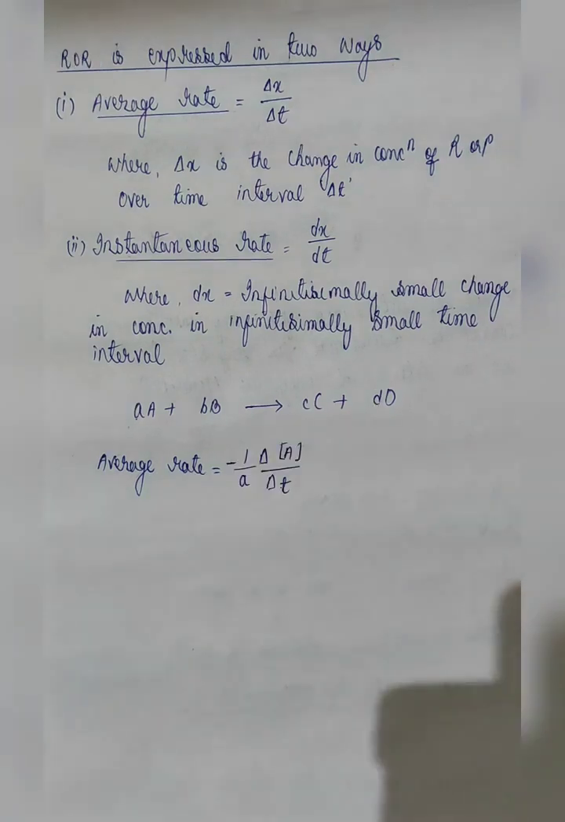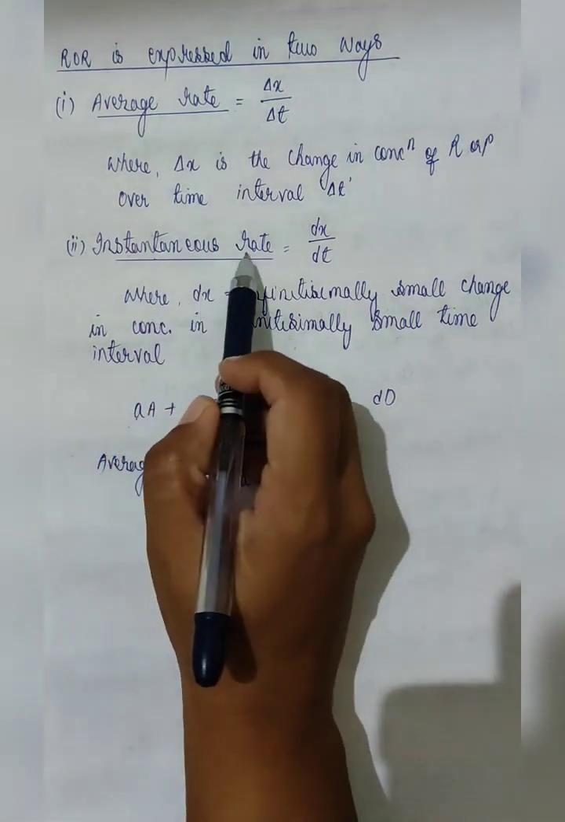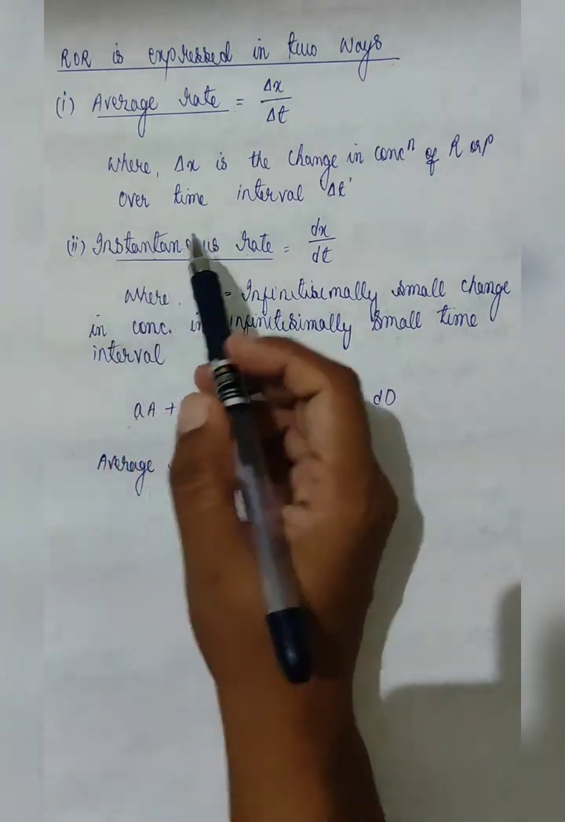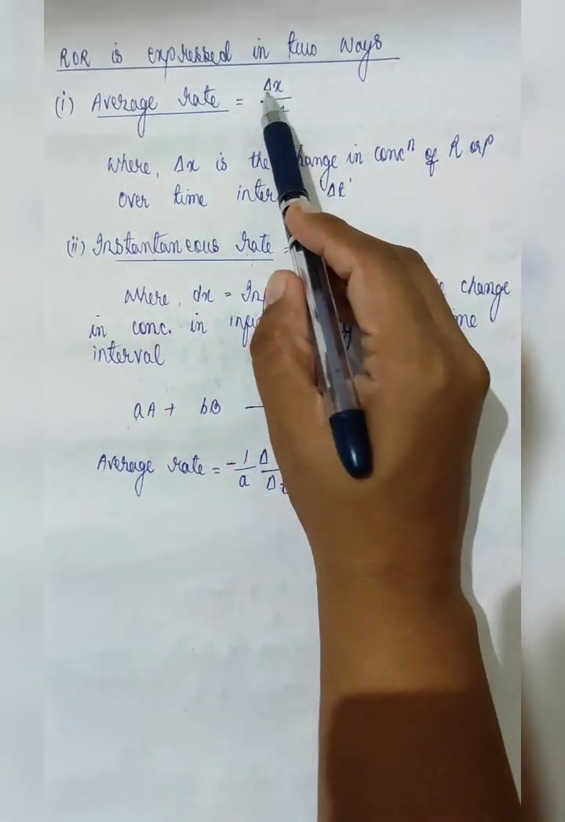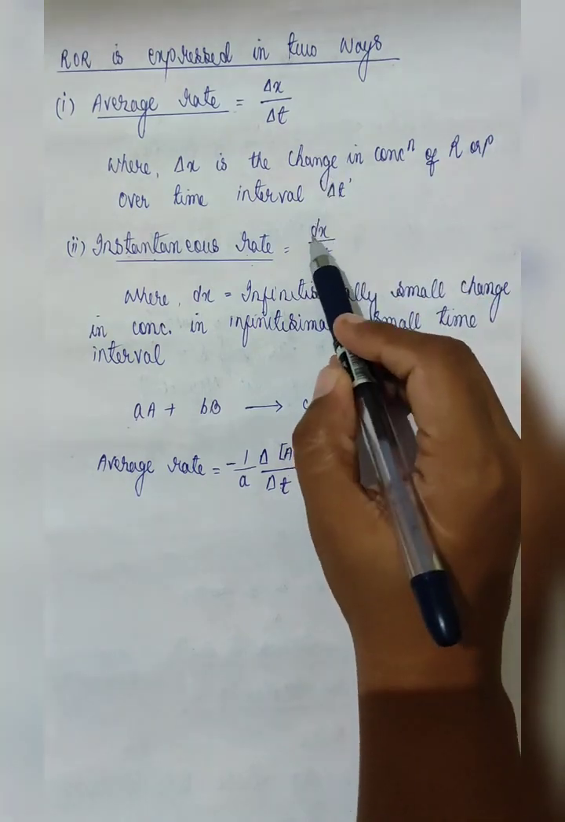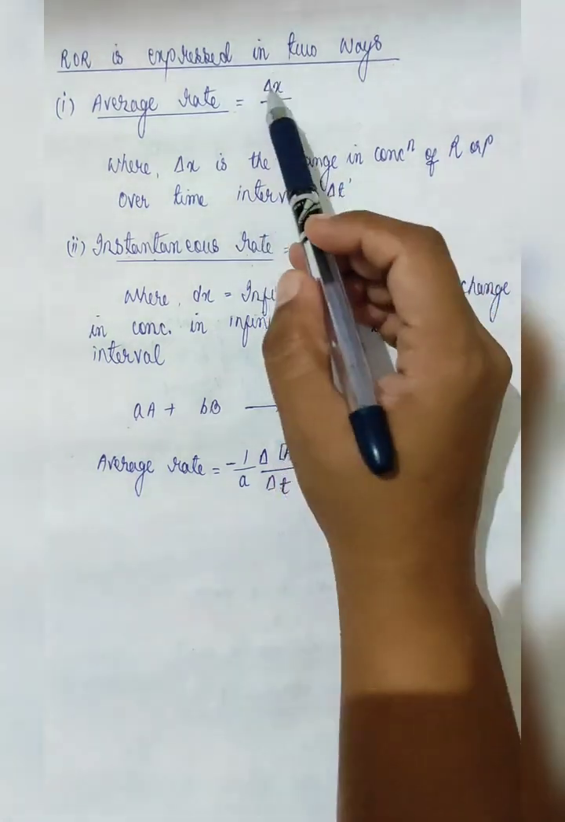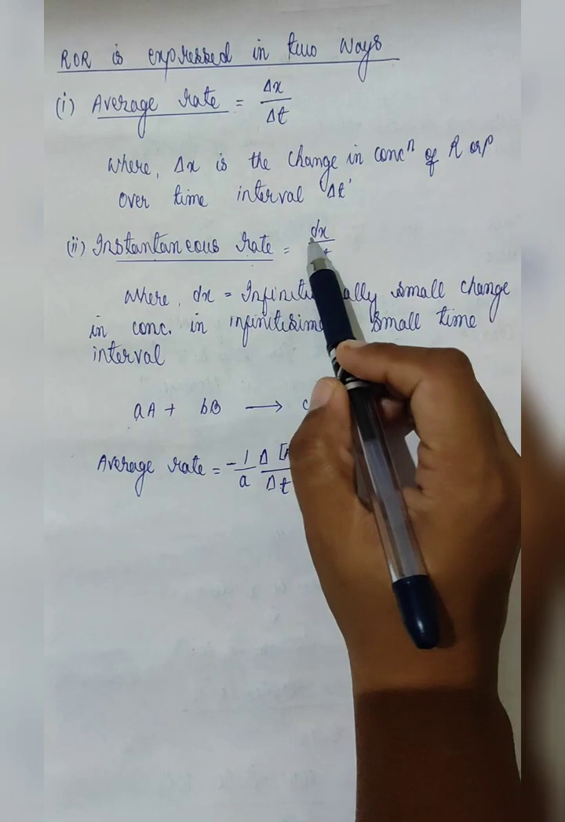The second one, instantaneous rate. This means the rate of the reaction is determined for very small change in time. Rate of the reaction takes place at a very short period of time. That is why it is known as instantaneous. Definition, please see the notes. In this case, del becomes equal to d. That means in this case, instead of writing del, we write d.